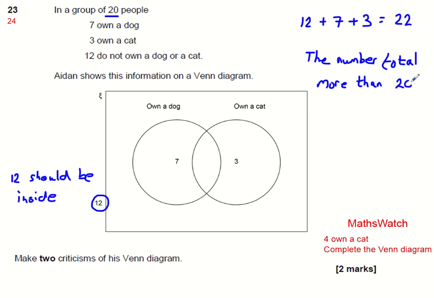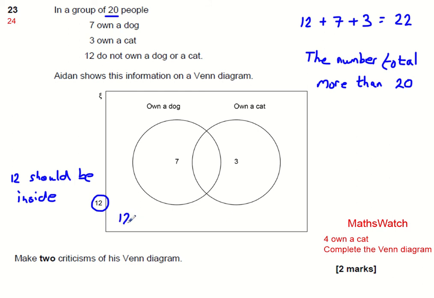The reason that mistake has been made is that just because 7 people own a dog and 3 own a cat, some of those people may own more than one of each. So there may be people in this middle section that own a dog and a cat, and that hasn't been shown. Okay, so just to show what this should have looked like, the 12 do not own a dog or a cat, so that should have been inside.